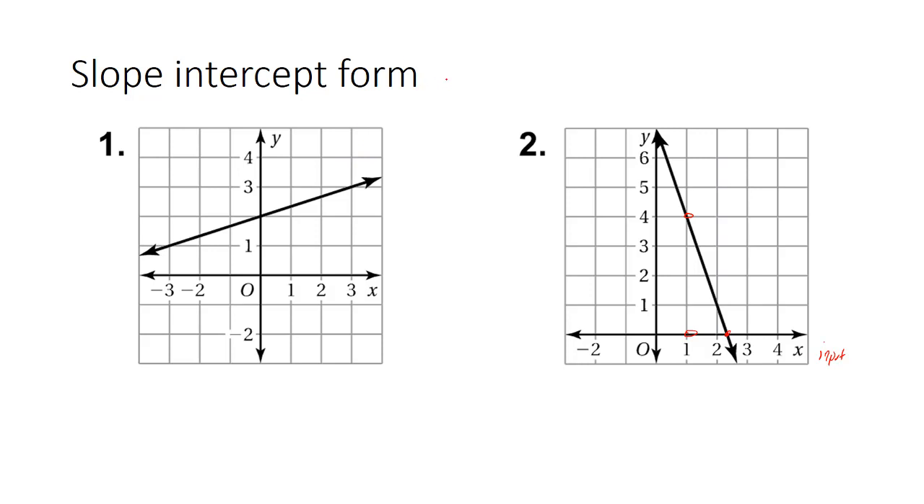In slope-intercept form, remember that's y equals mx plus b, where m is slope and b is y-intercept. So I'm going to start with this one. Here's my y-intercept. That's at 2. So I have y equals whatever my slope is times x, and that's a positive 2, so plus 2. Now I have to find my slope. Remember, slope is rise over run.